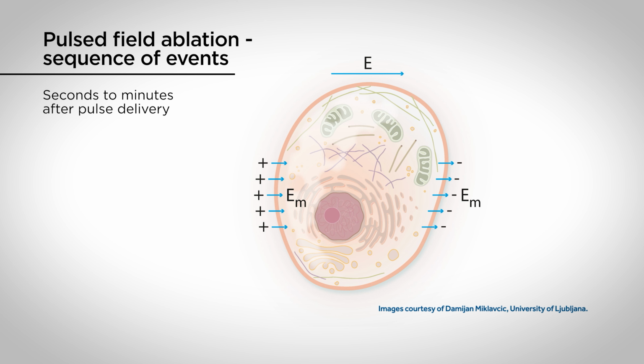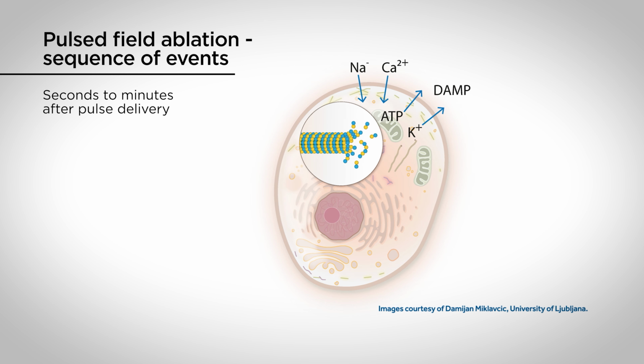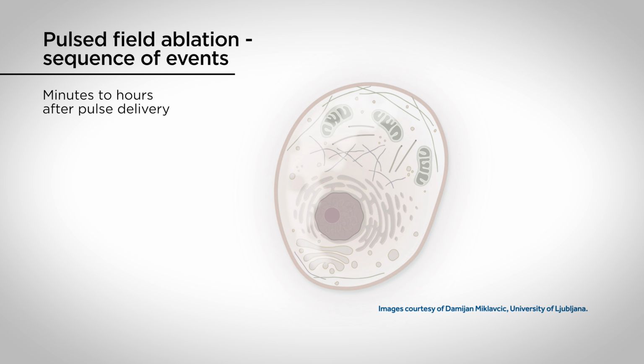Within seconds to minutes, the hyperpermeable cell membranes enable ions and molecules that are normally not permeable to either flow into the cell, like calcium, or exit the cells, like ATP and other high-energy phosphates. Within minutes to hours, irreversibly electroporated cells undergo cell death via a variety of mechanisms, including programmed cell death, otherwise called apoptosis.